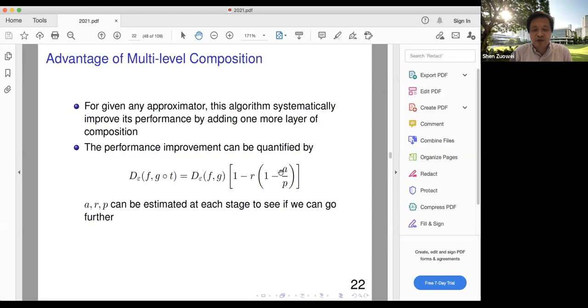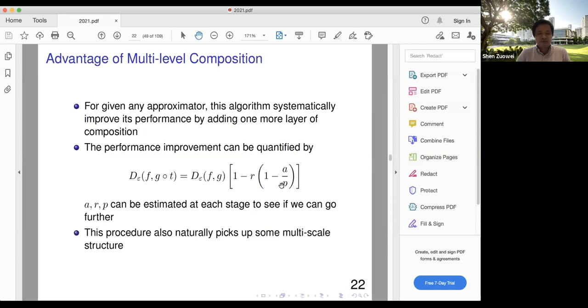Because if it's smaller than one, you iterate more and reduce the error. That's as simple as that. Once this number is equal to one or bigger than one, you just stop.